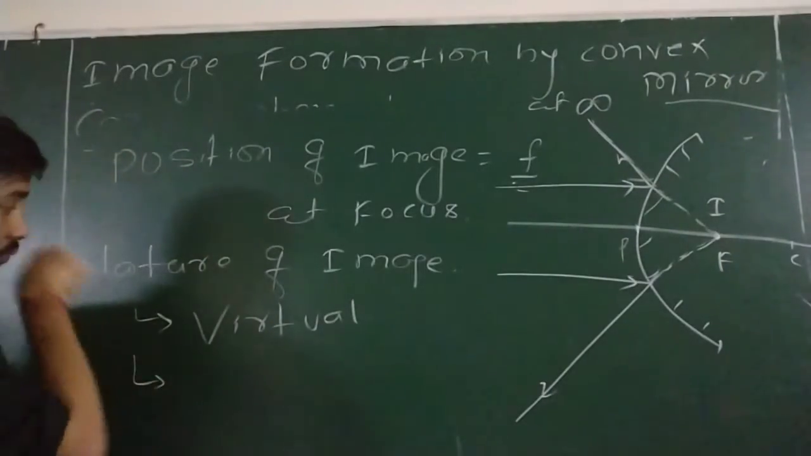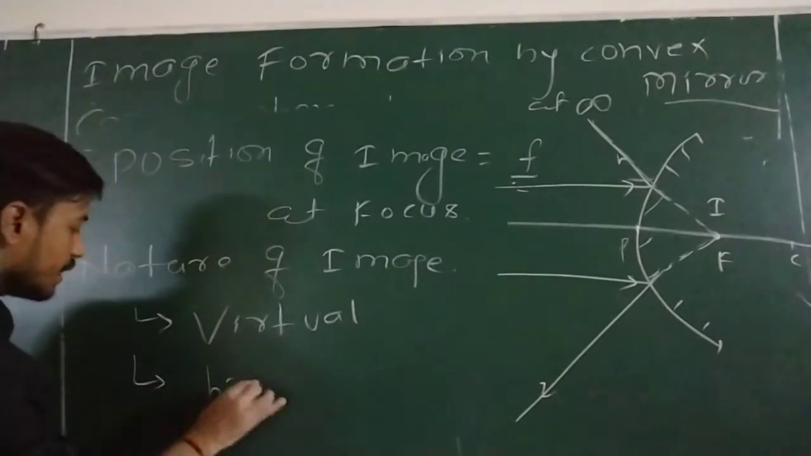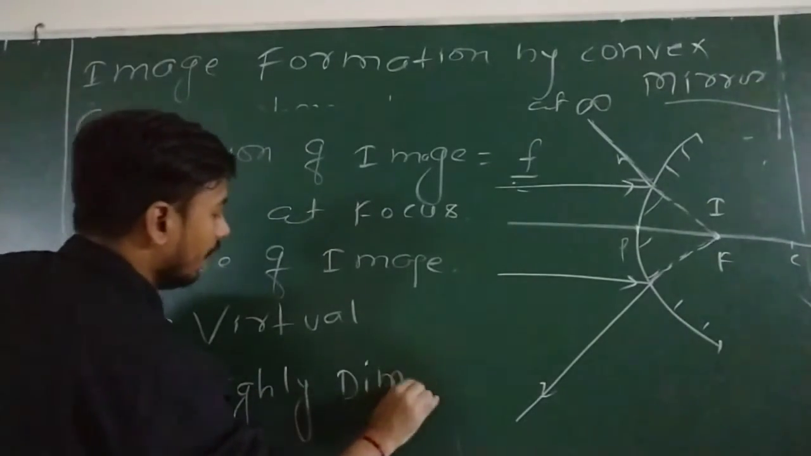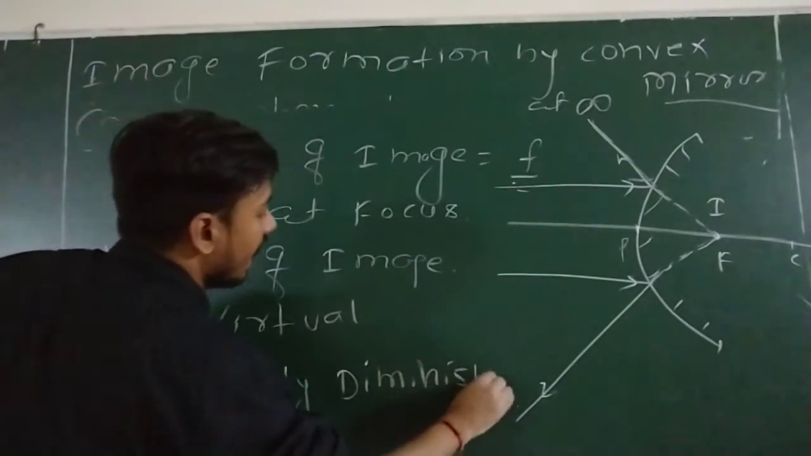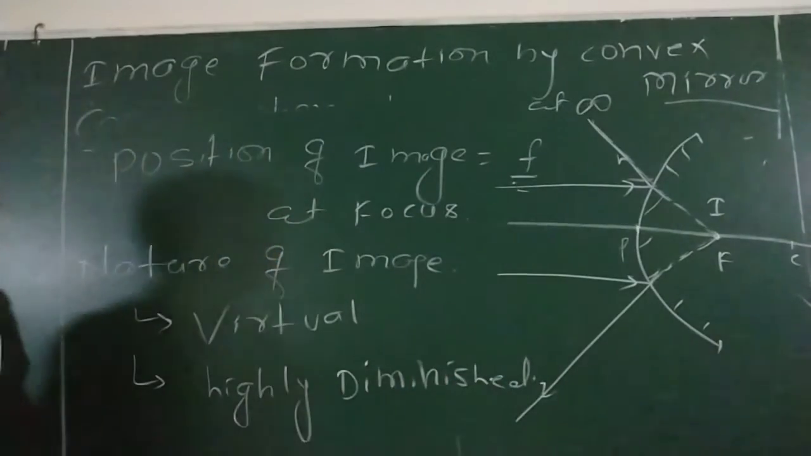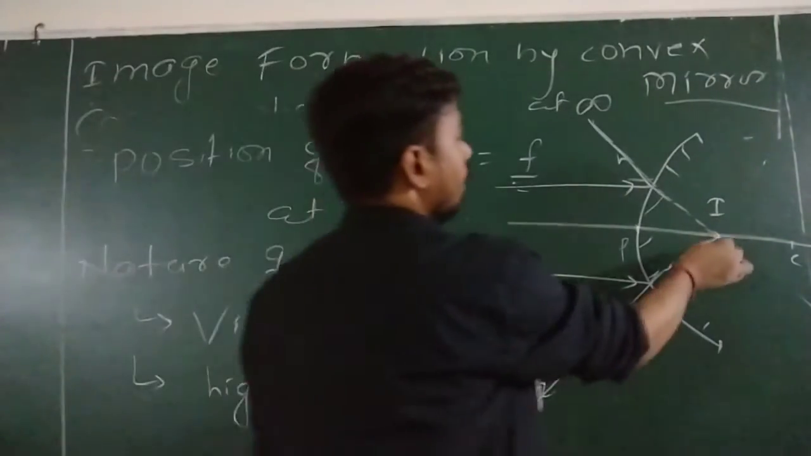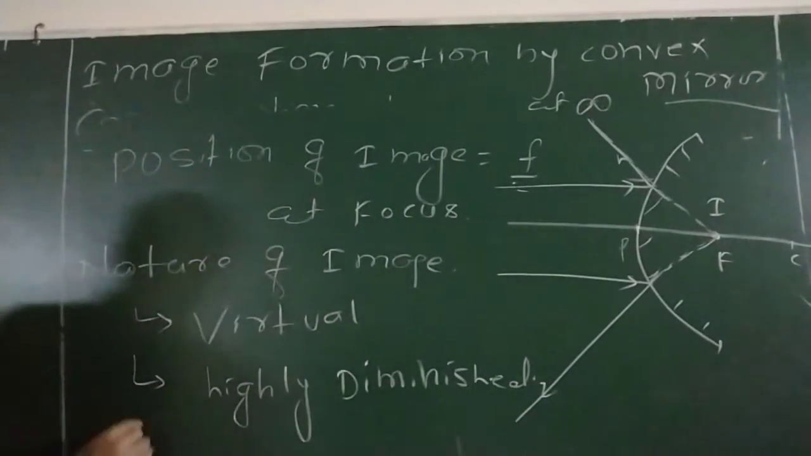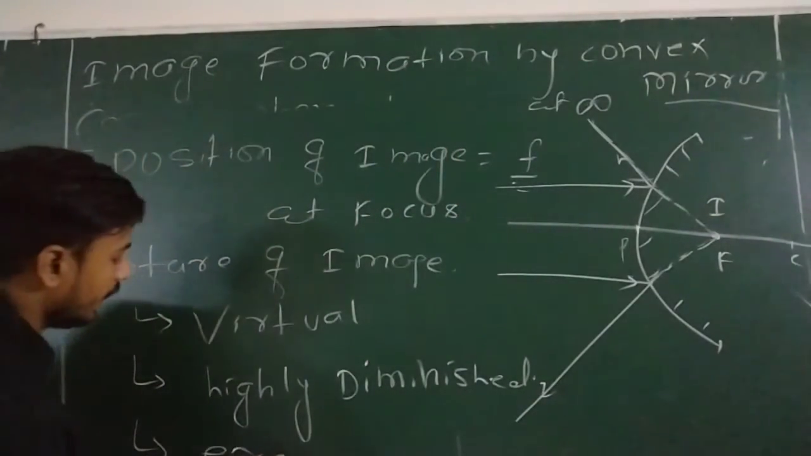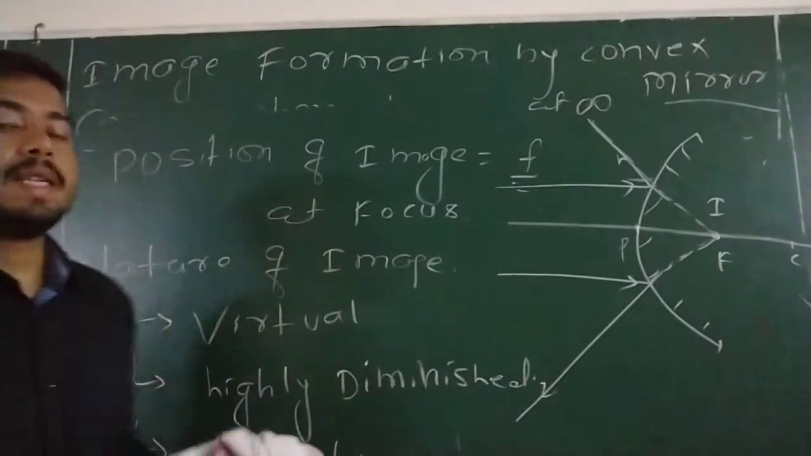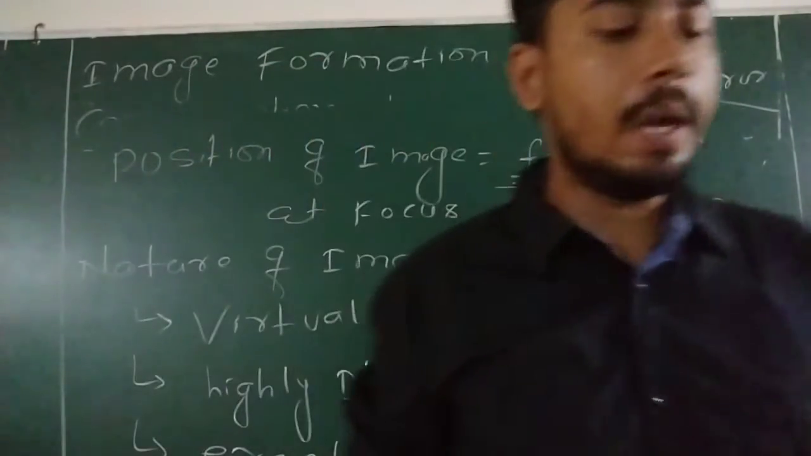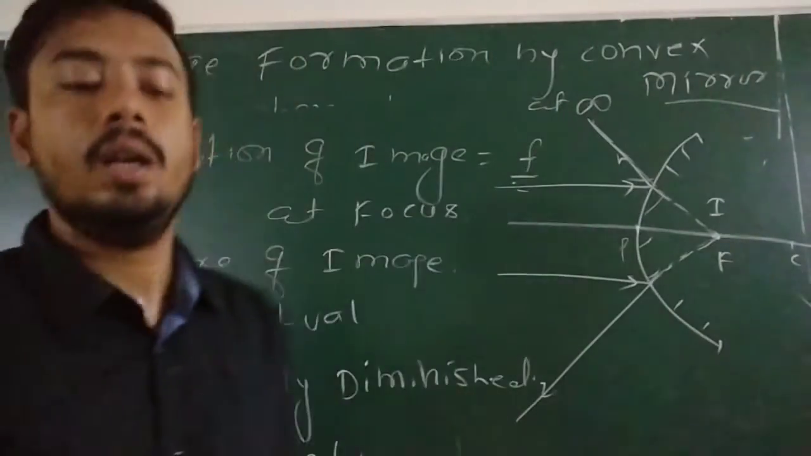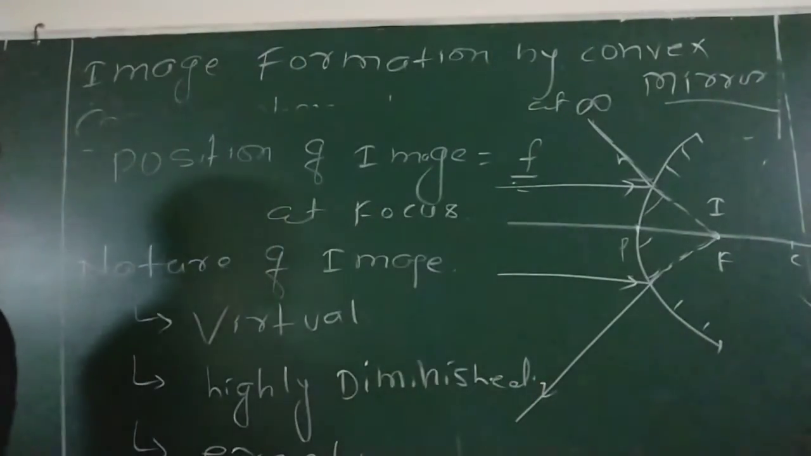Second, highly diminished. Highly diminished means its size is very, very small, like point size. Third, erect. So these are the points you have to keep in your mind. Image formation by convex mirror when object is at infinity.